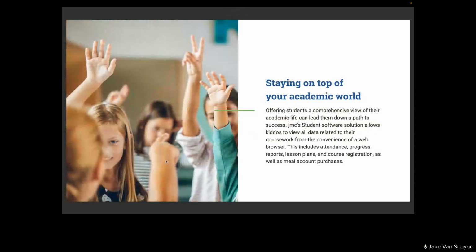Then offering students a comprehensive view of their academic life can lead them down a path to success. JMC's student software solution allows kiddos to view all data related to their coursework from the convenience of a web browser. This includes attendance, progress reports, lesson plans, and course registration, as well as meal account purchases. So the JMC student is very, very similar to the JMC family portal, but in the JMC family portal, a family member, like a parent or guardian, can see all the students in their family. With the JMC student portal, they can only see their own information.